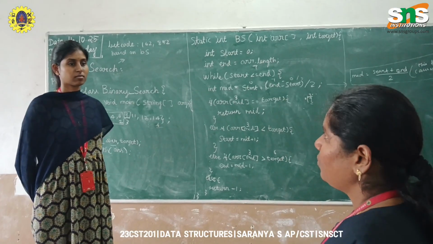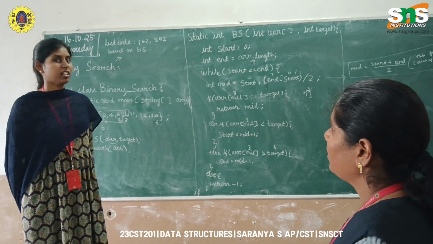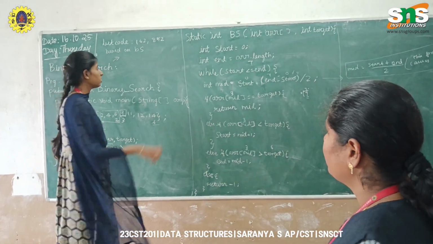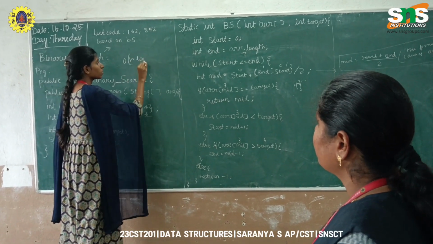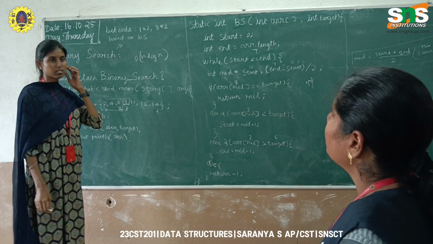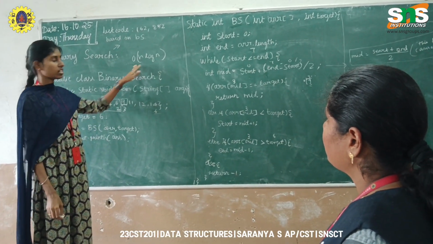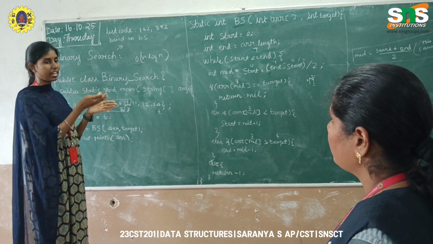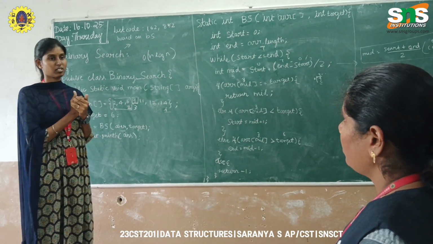Okay, now I ask a question for you. What is binary search complexity? The complexity of binary search is big O of log n, because this search is by dividing the array by 2, so it reduces the time and space difference.